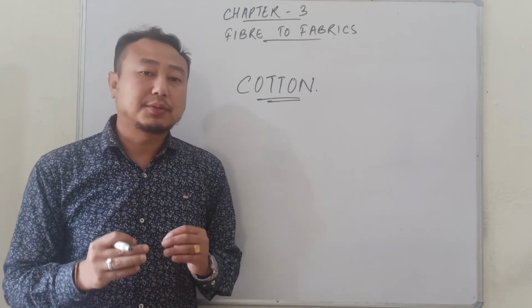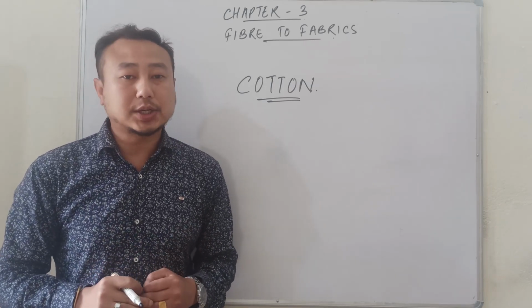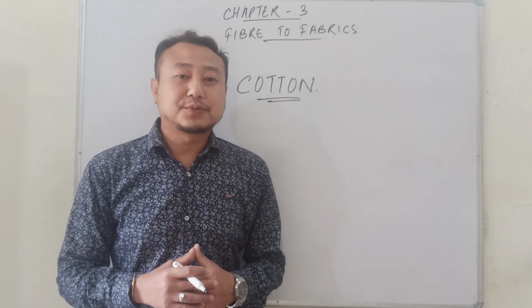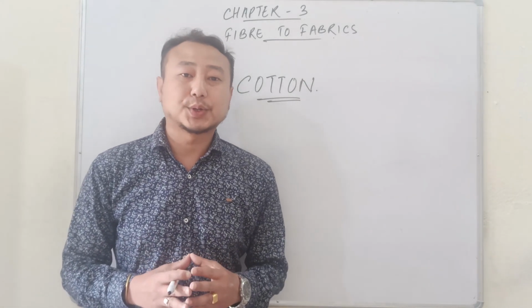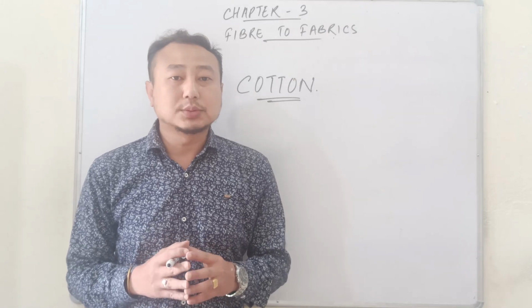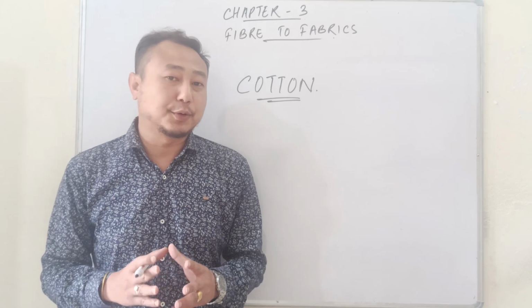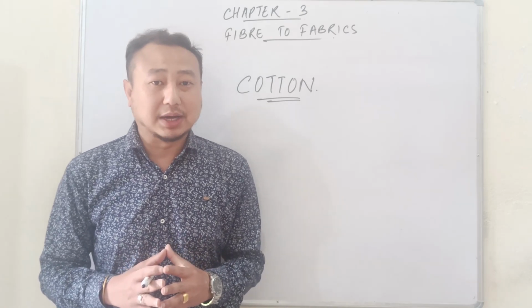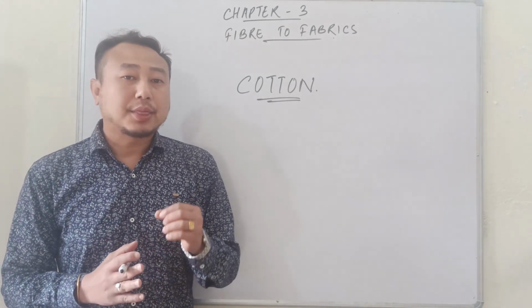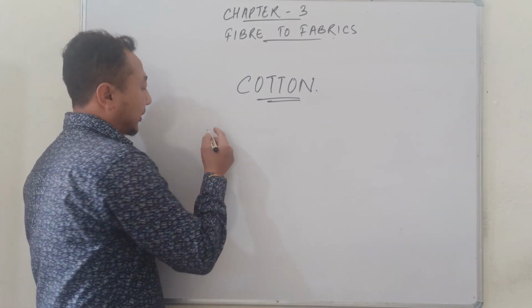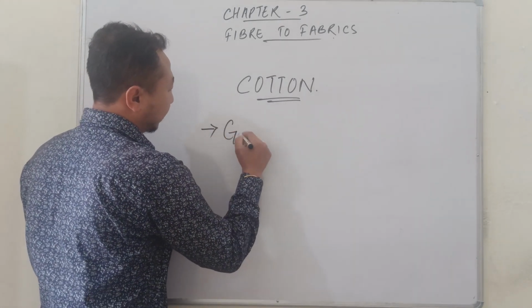Now, let us pick up the first fiber that is included in this chapter, the cotton fiber. The cotton fiber is obtained from the fruit of the cotton plant, which we call a cotton ball. After the cotton ball matures, it bursts, and from it the cotton fiber, which is white in color, develops. In order to obtain the fiber of this cotton plant, the first process involved is known as ginning.